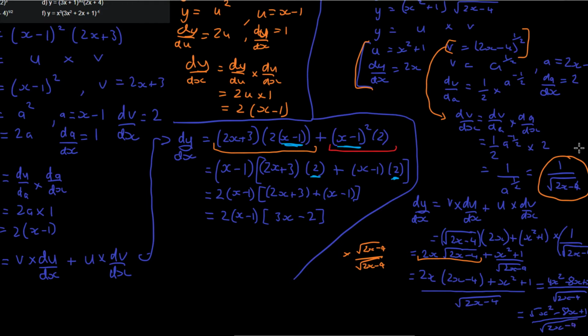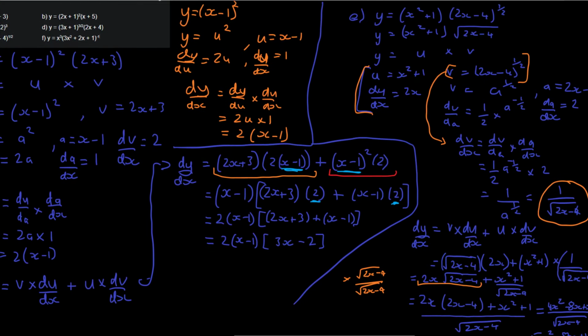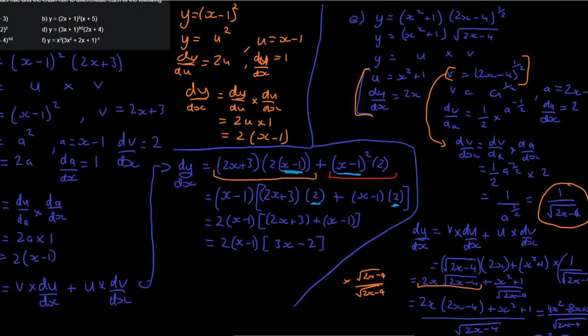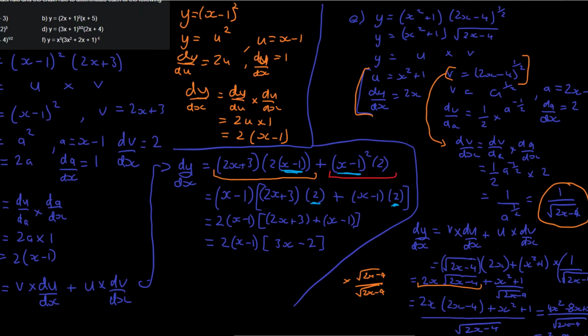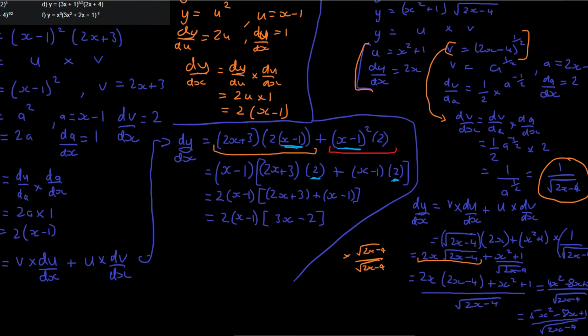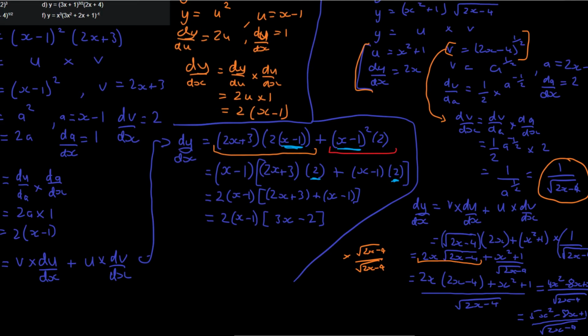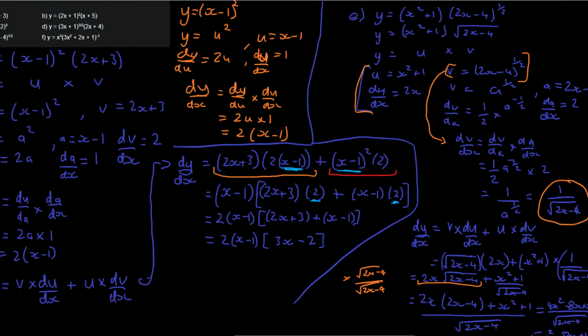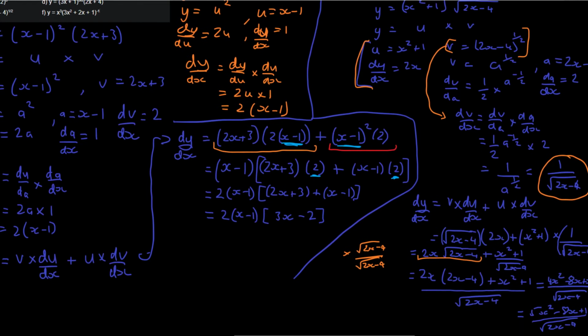And we're done. Let's have a quick look back from the beginning. We began with y equals x squared plus 1 in brackets times the square root of 2x minus 4, and we finished with this, which isn't that bad looking, but the process is quite long, but the process isn't difficult. There's a lot of opportunities for errors, but if you practice this, you should be doing a-okay.